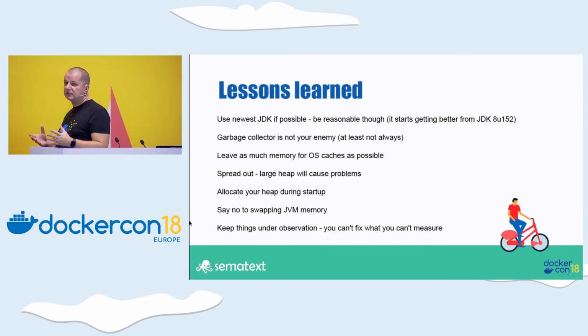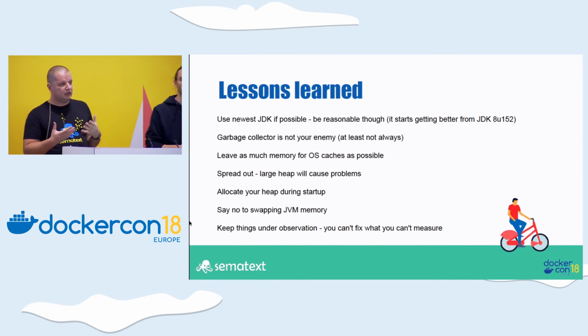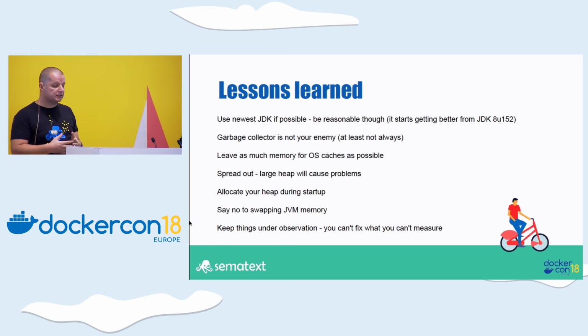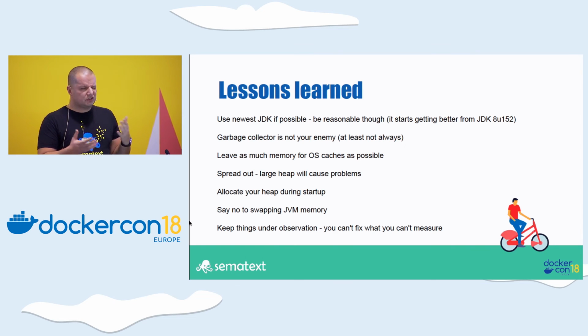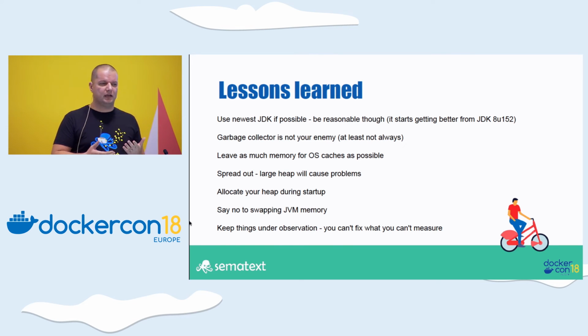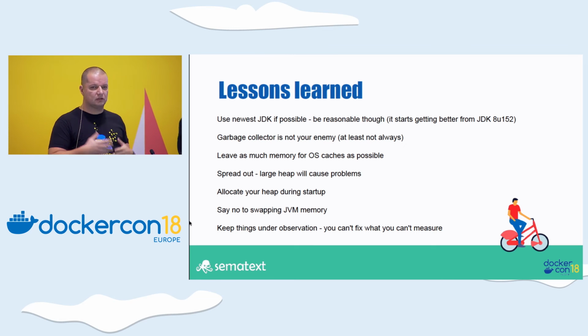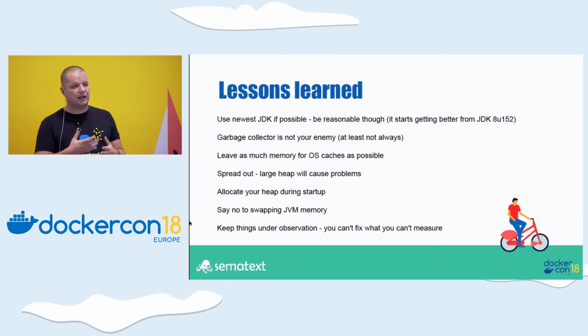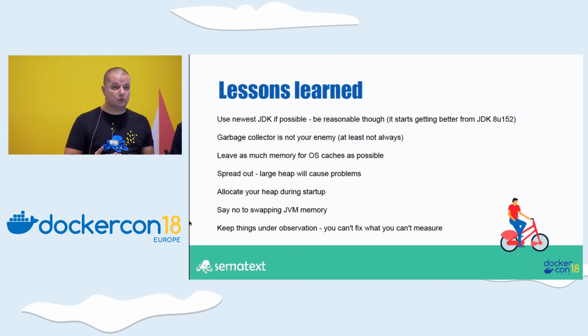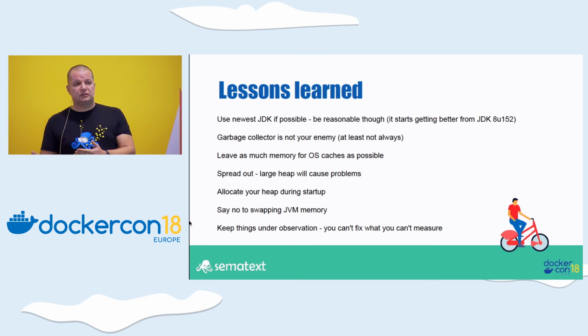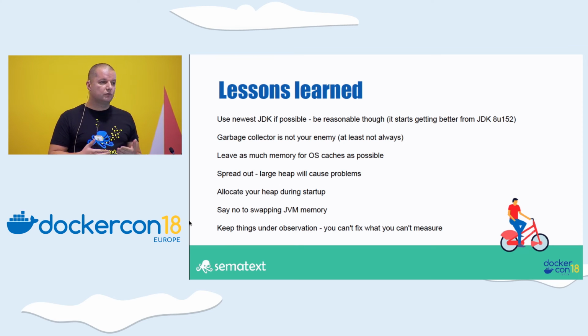Okay, so a few lessons learned out of what we actually experienced and what our clients experienced. Use the newest JDK if possible, but remember, be reasonable. Reasonable starts around Java 8, update 152. There are leaks that are fixed that we've mentioned, and with those experimental flags, we can have Java container aware. Going for a newer JDK may require rewriting your application because of the modular architecture that the JDK now supports.